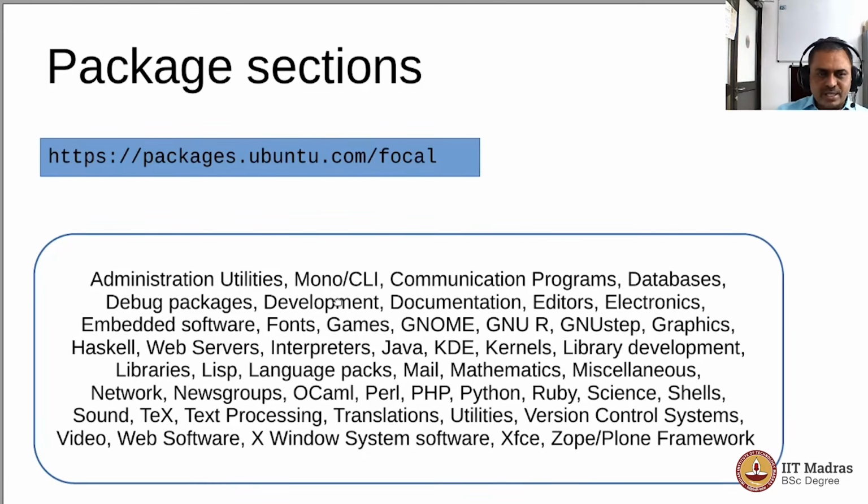The Ubuntu packages also come categorized under package sections, and the list of sections will change depending upon the version. So for the focal Linux, which is Ubuntu 20.04 LTS, here are the package sections that are listed as per the website on ubuntu.com, and you can see that there is a large number of categories under which the software packages have been grouped. So we can actually see which package comes under which package section by looking at the output of the apt-cache show command. So let us have a look at that now.